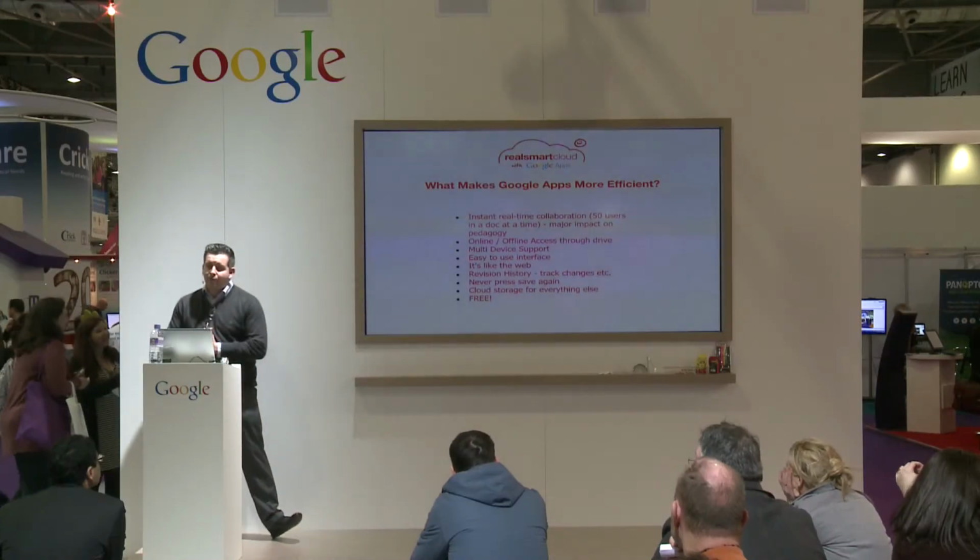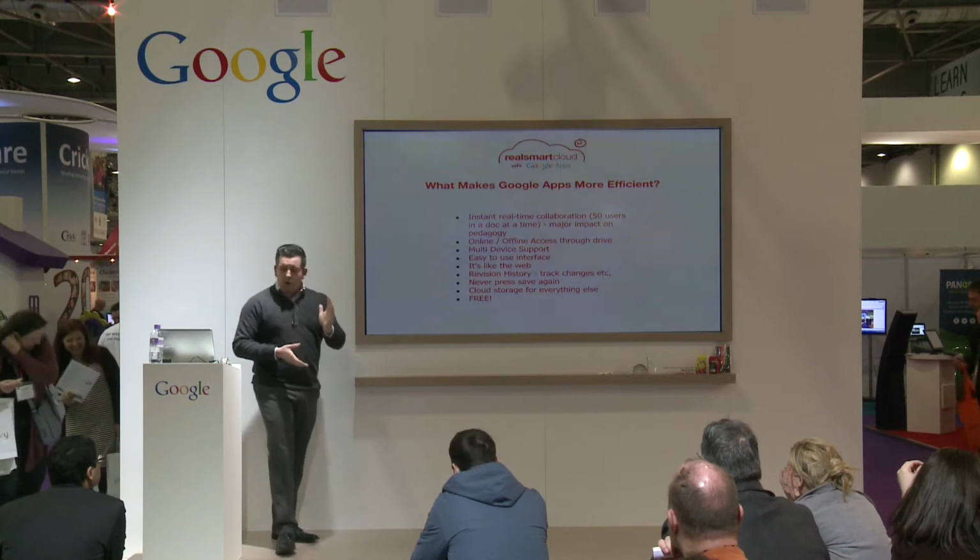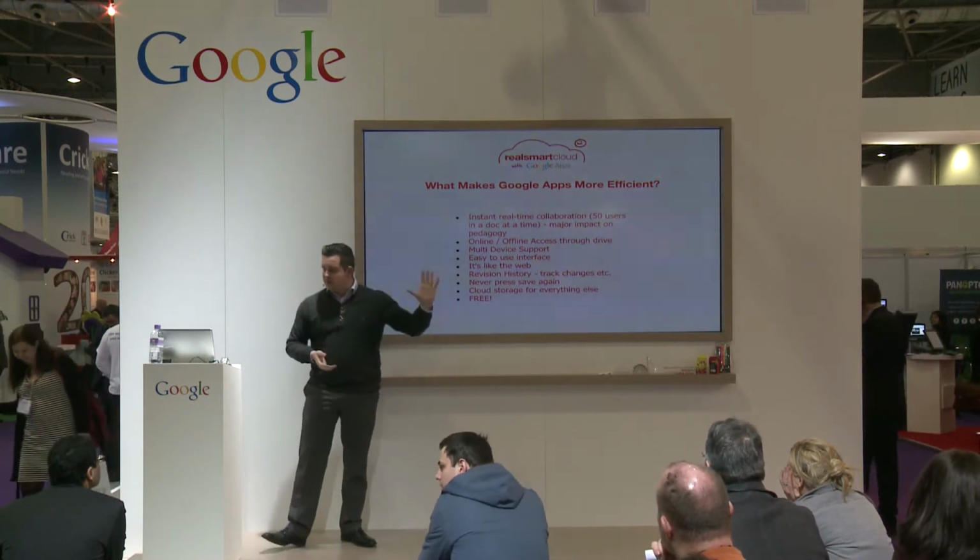These are some responses that I had from the schools that I work with. What are those things that make Google Apps more efficient? Real-time collaboration. 50 users in a doc at a time. Massive impact on the way that we work. Online and offline access. Brilliant question. Network managers, sorry guys, but what happens when the internet goes down then?